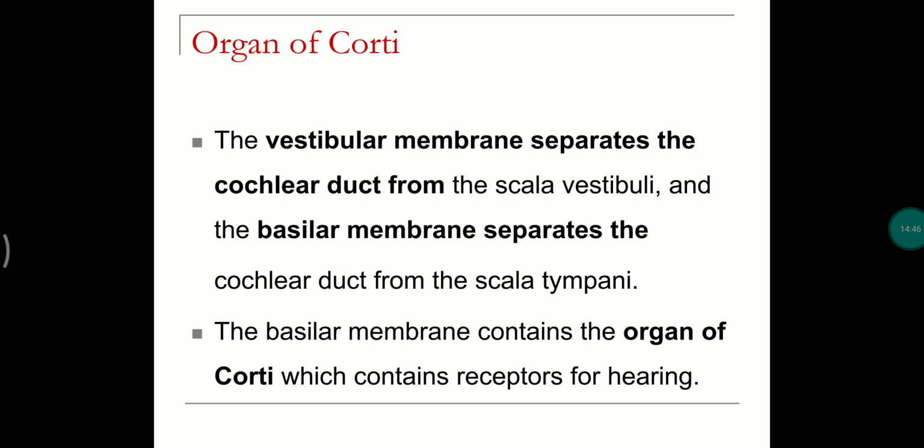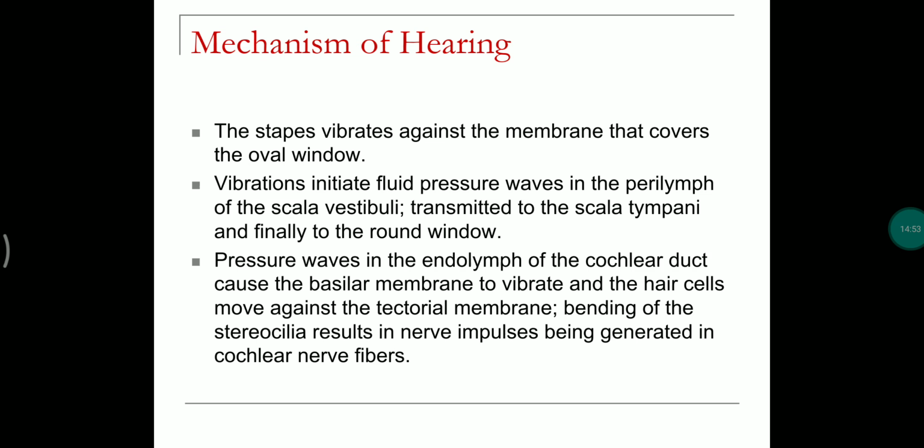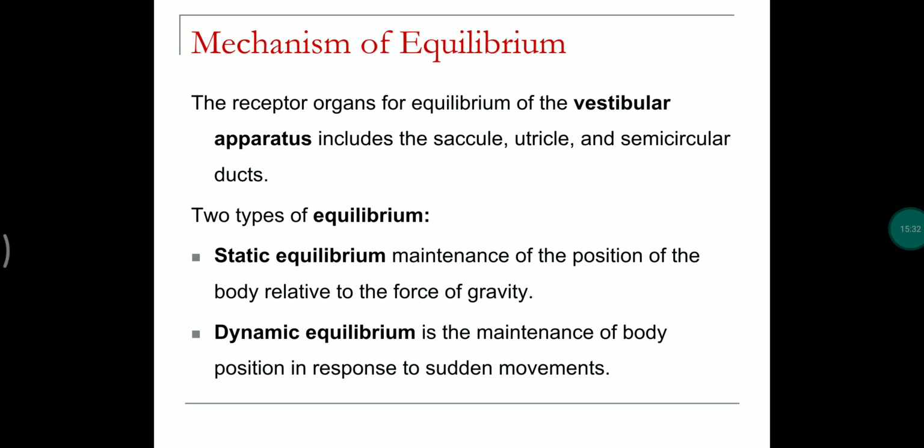The vestibular membrane separates the cochlear duct from the scala vestibuli, and the basilar membrane, which carries the organ of Corti, helps in hearing. When the stapes vibrates, it vibrates the oval window, which initiates the movement of pressure inside the scala vestibuli, and this is transmitted to the scala tympani and finally to the round window. The pressure waves present in the endolymph vibrate the tectorial membrane present on the organ of Corti, which opens the stereocilia present in the hair-like structures of the organ of Corti, initiates the nerve impulse and gives us the auditory sense.